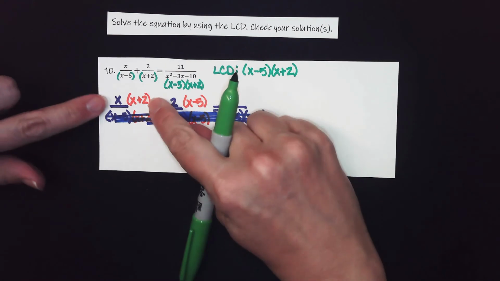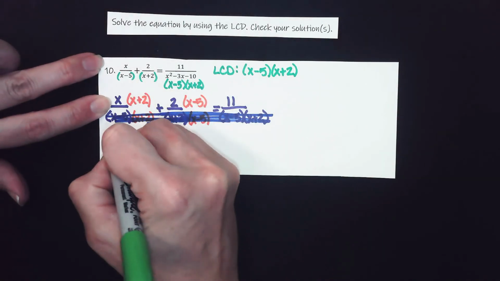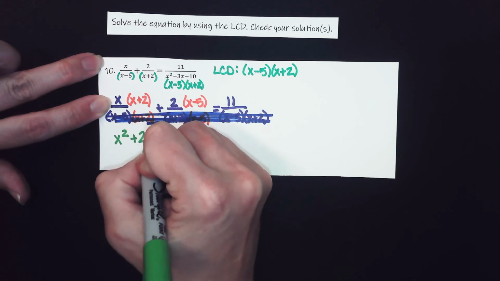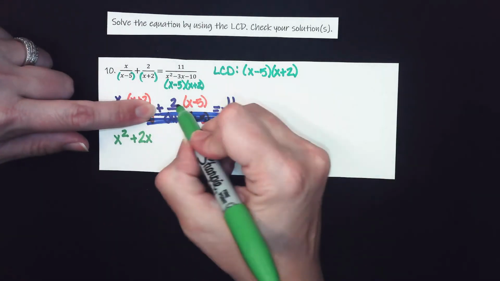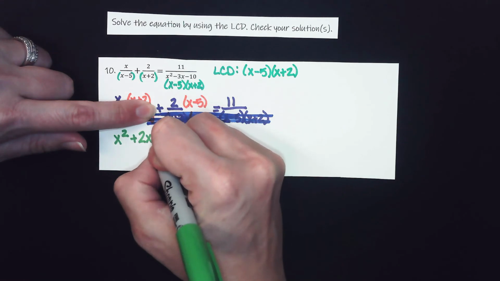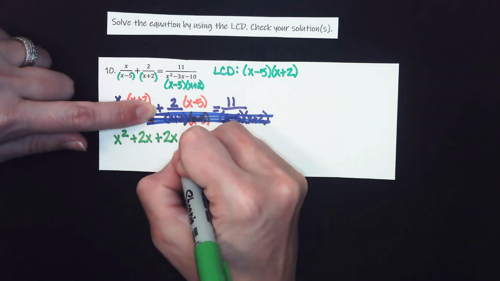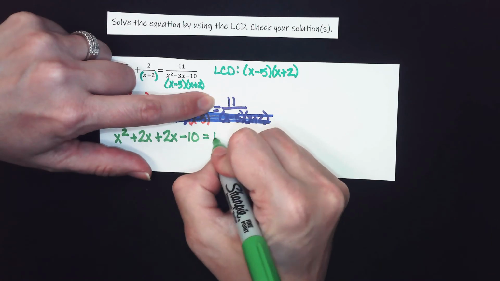So this first term, I got to take x times an x plus 2. So x times x is x squared. X times 2 is 2x. So I have x squared plus 2x. Then I move over to this one. I have to distribute that 2 to both terms. So I have 2 times x is 2x. 2 times negative 5 is negative 10. Then I have equals 11.